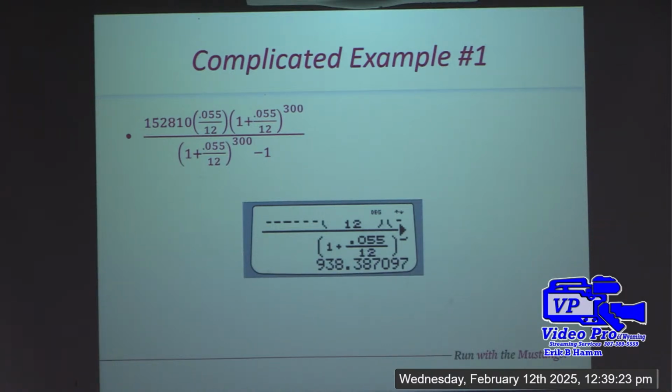$938.39. That would be the monthly house payment. If you type something wrong, if you just hit the delete button, it takes out just the last thing you put. You don't have to start over.